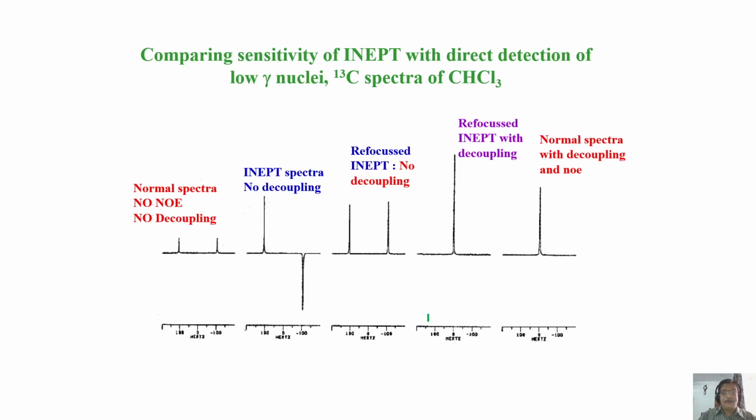So what is the advantage here? Look at it. This is a normal spectrum, without NOE, without decoupling. This is a carbon 13 spectrum of CHCl3. It is a doublet because I have coupled to a single proton. No NOE, no decoupling. Simply acquire the spectrum with one pulse. You are going to get a doublet.